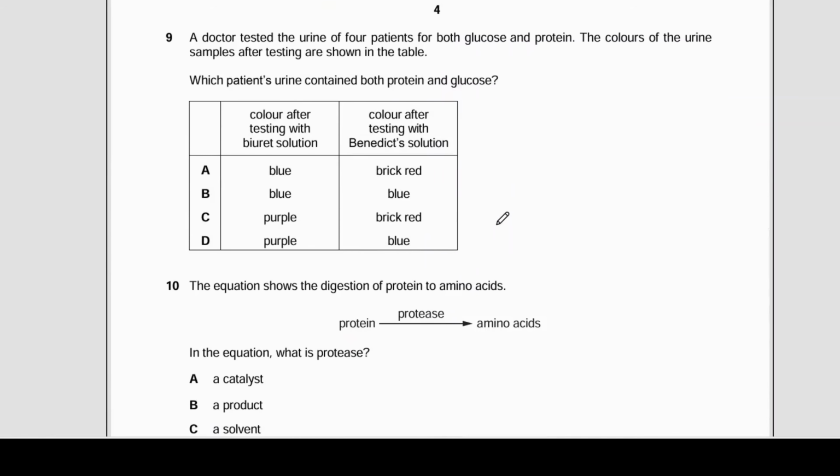A doctor tests the urine of 4 patients for both glucose and protein. So for glucose, what test do we use? We use the Benedict test, and for protein we use the Biuret test. The colors of the urine samples after testing are shown below. It contains both protein and glucose, so both would show a positive test. So which would be the answer? Purple and brick red. The positive test of Biuret is purple and Benedict's solution is brick red precipitate.